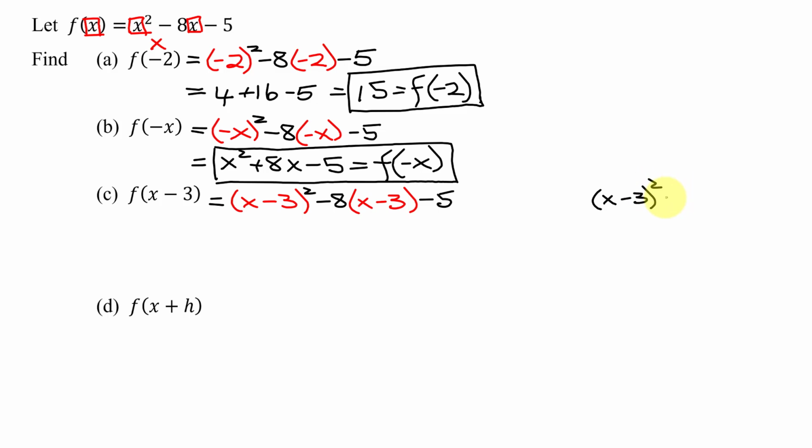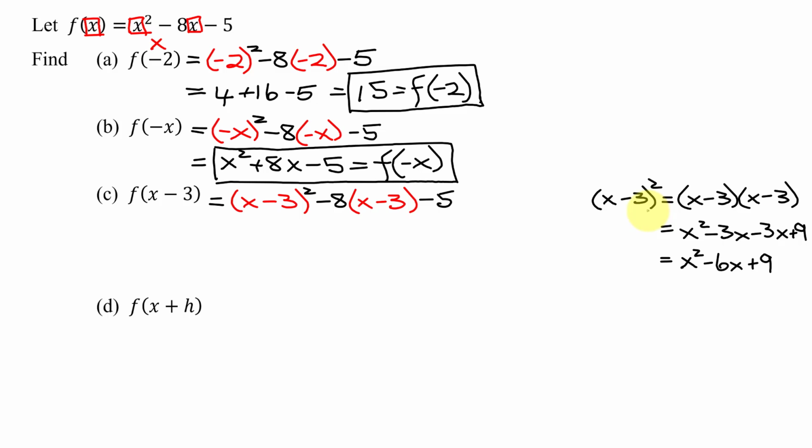X minus 3 all squared can be written as x minus 3 times x minus 3. And then we can just FOIL this out. First, x times x is x squared. X times negative 3 is negative 3x. Negative 3 times x is negative 3x. And negative 3 times negative 3 is positive 9. So this is going to give me x squared. Negative 3x and negative 3x adds up to negative 6x plus 9.